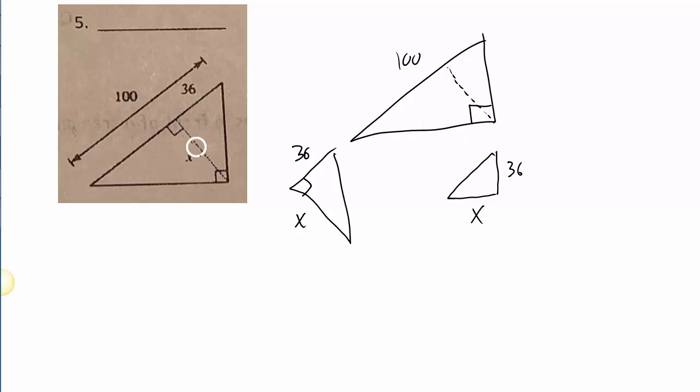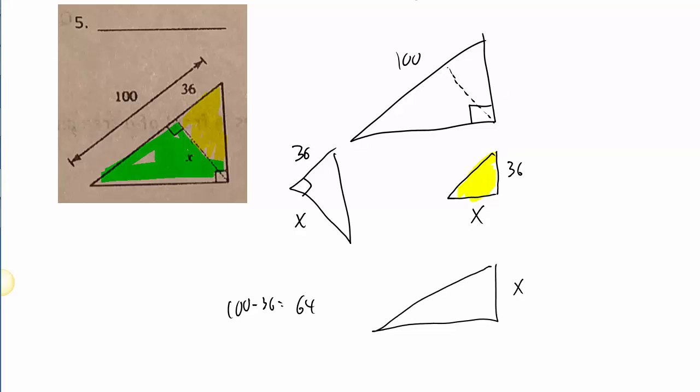But we can see, okay, well, look at this medium triangle. X isn't the long part of this triangle right here. This is this green triangle, that's what I'm calling the medium triangle, compared to this yellow one, this triangle that I have right here. So the X would be the short part of this triangle, and its long side right here is this piece right here, so that would be 64.